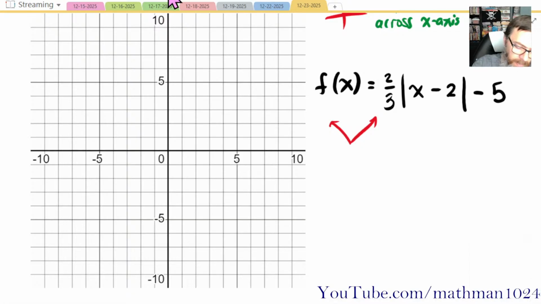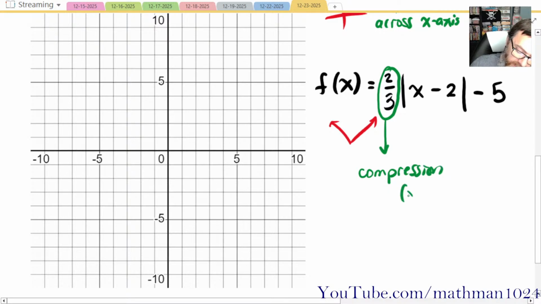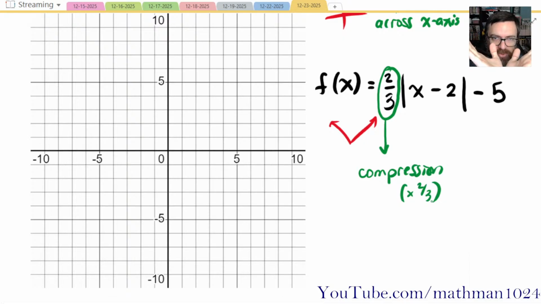All right. Now this 2/3. Note that 2/3 is a value that is less than 1. So that means that we're going to have a compression. It's going to be a compression by a factor of 2/3. So when we look at our normal absolute value graph, it's not going to be as steep as normal. It's only going to be 2/3 as steep.